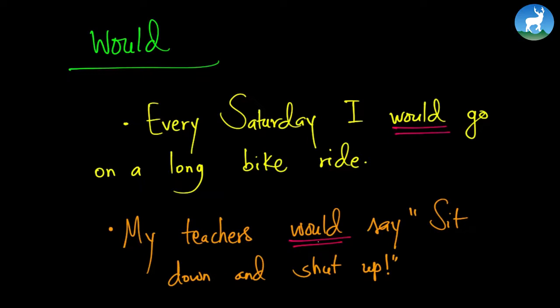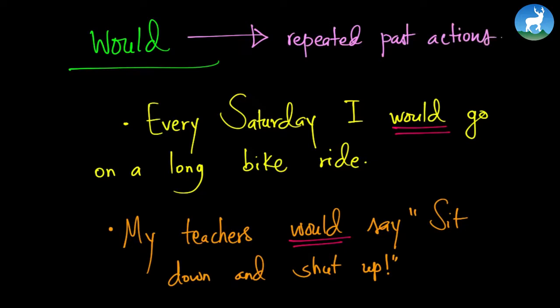So we can use would to talk about repeated past actions. Whenever we are talking about repeated past actions, we use would. Often either would or used to is possible. Both of these sentences are possible. You can say every Saturday I would go on a long bike ride, or you can simply say every Saturday I used to go on a long bike ride. However, only used to is possible when we talk about past states. We're not talking about past states now. We're talking about repeated past actions.